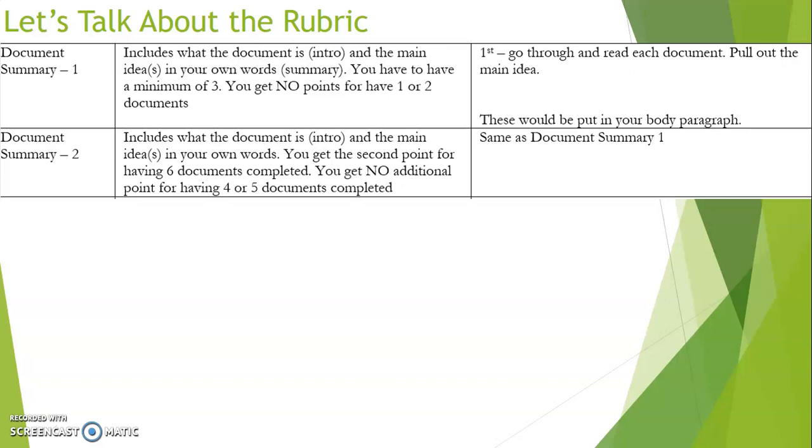Document summaries are worth 2 points on the paper. You get 1 point if you have 3 documents, and you get 2 points if you have 6 documents in the summary. So this means that you don't get any points if you just have 1 or 2 documents, so you need a minimum of 3. I would do 4 as a minimum, just in case you don't actually have one of the documents correct.